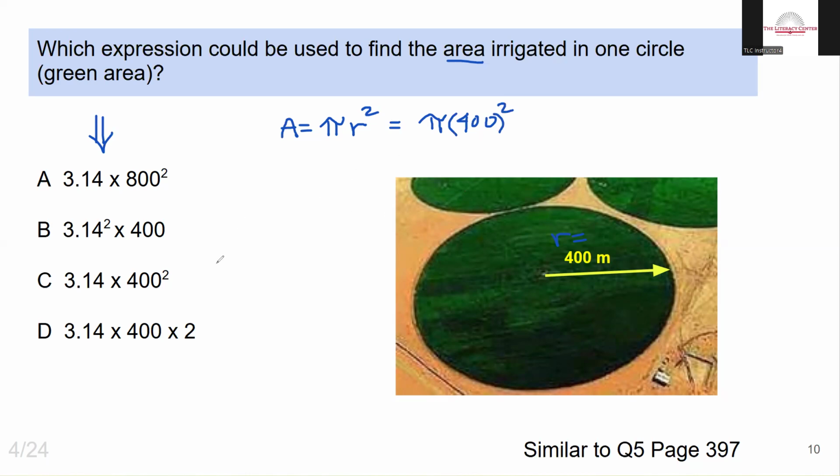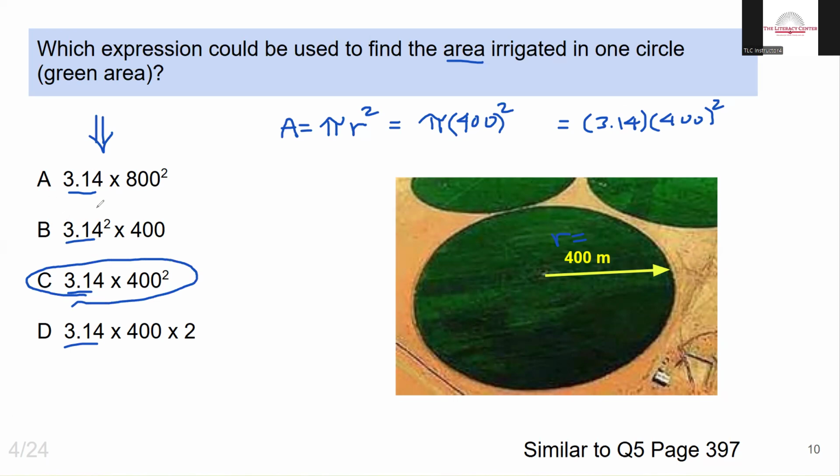Let's look at the answers. And now we notice that all of these involve this number 3.14. So at this point, we better replace pi with 3.14 so that our answer looks similar to their answer. And we notice that this is 3.14 times 400 squared. That looks just like option C.